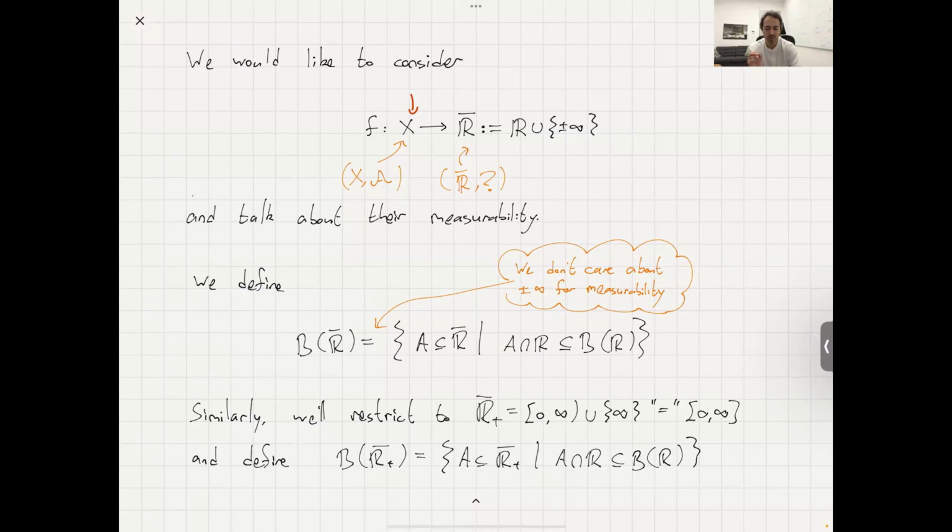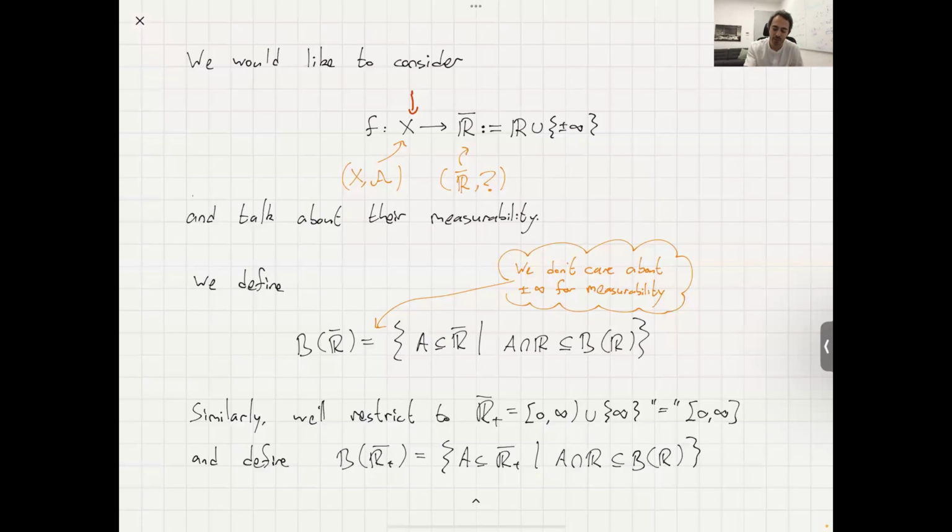But we will need to also include infinities. So we are going to consider now functions that map an abstract set X to the extended reals, and the extended reals mean the reals, where you join to it two symbols, a plus infinity and a minus infinity. Set theoretically, that's fine. That's the set, no problem. But I want to talk about measurability of the function, and when we talk about measurability, you need measurable spaces on both ends, right? Both on the X side and on the range side.